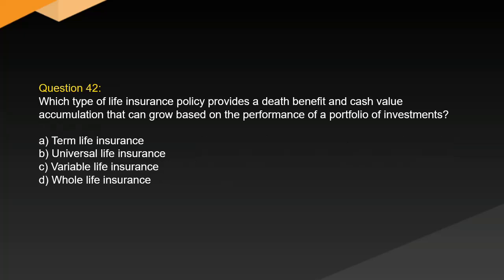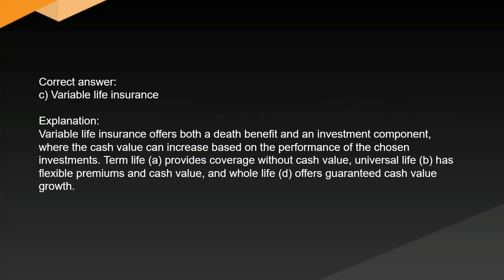Question 42. Which type of life insurance policy provides a death benefit and cash value accumulation that can grow based on the performance of a portfolio of investments? A. Term life insurance. B. Universal life insurance. C. Variable life insurance. D. Whole life insurance. Correct answer. C. Variable life insurance.